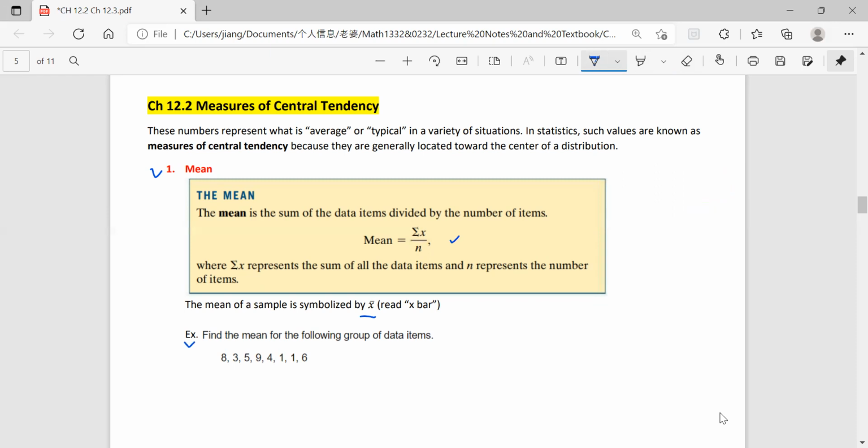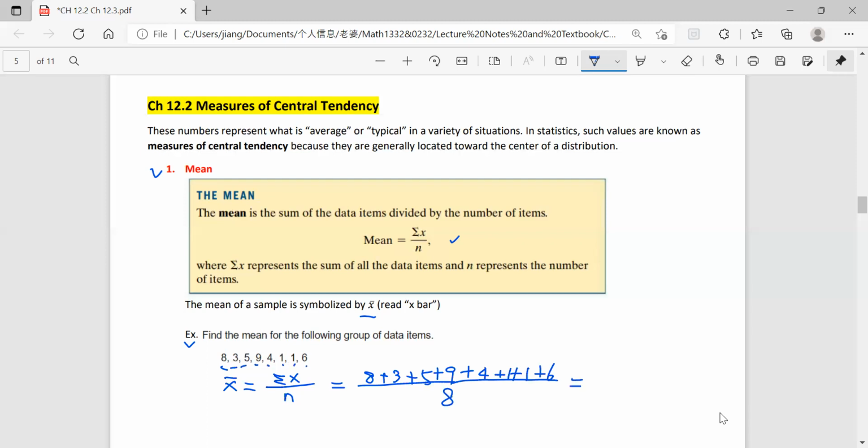Example: find the mean of the following group of data items. That means we are looking for the x bar. So the x bar, the mean, equals sigma x over n. The sigma x equals the sum of all of these data: 8 plus 3 plus 5 plus 9 plus 4 plus 1 plus 1 plus 6, over how many items? 1, 2, 3, 4, 5, 6, 7, 8.